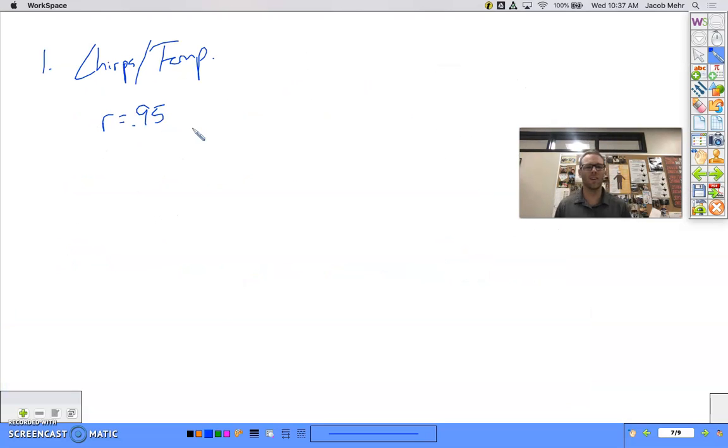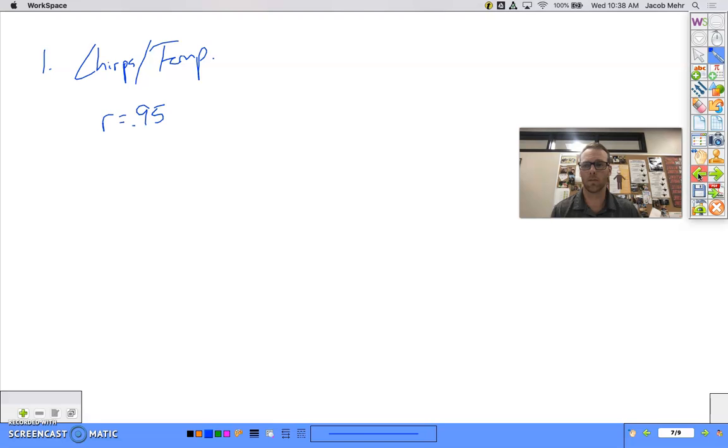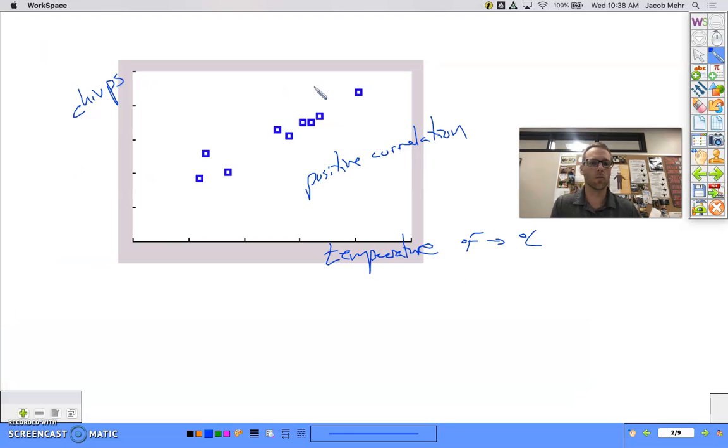But then we ask the question, well, really, we aren't able to record the number of chirps at every possible temperature, at every possible time. We're really just dealing with a sample here. So can we apply some inferences into the actual population and how strong that correlation really is? Is this 0.95 just by chance? Did we just happen to get a few of these points a little bit closer together than they would have normally been? What's really going on here? Can we use the sample to make an inference about the population?